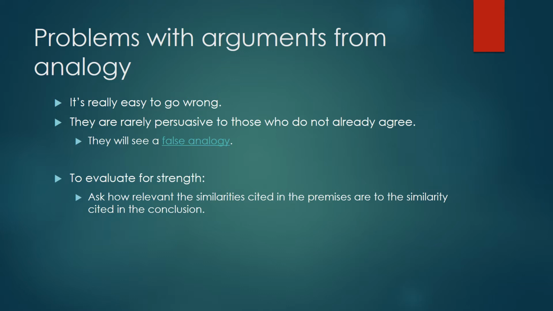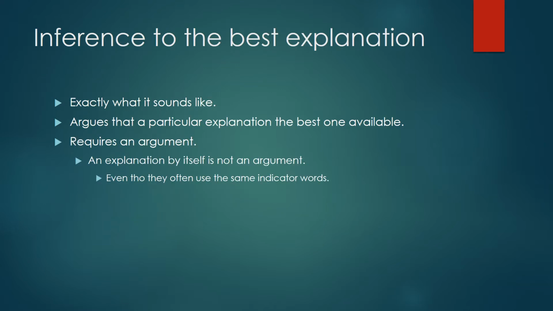Because arguments from analogy are rarely persuasive to those who don't already agree. They'll see a false analogy, right? The people who agree with you are going to say, oh, that's a great argument, that's a brilliant analogy. But people who disagree with the conclusion are liable to say, oh, that's a false analogy. The similarities that you're citing are not relevant to the conclusion that you are drawing. Anyway, to evaluate an argument from analogy for strength, here's the question you want to ask. You want to ask how relevant the similarities cited in the premises are to the similarity cited in the conclusion.